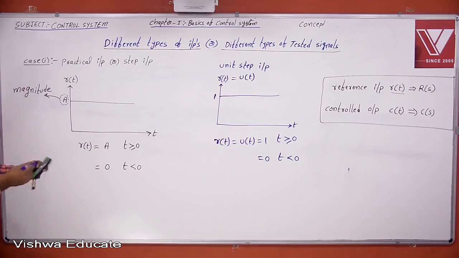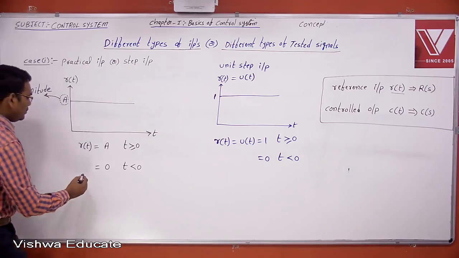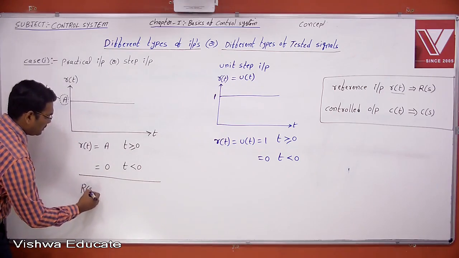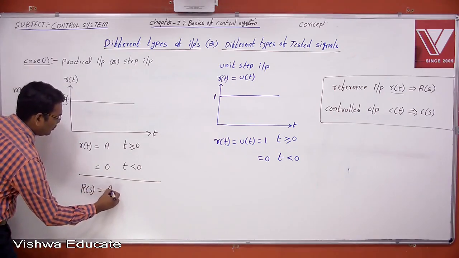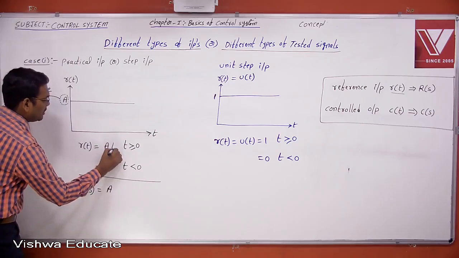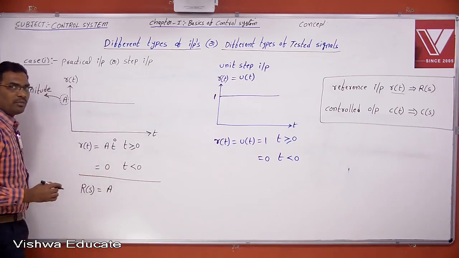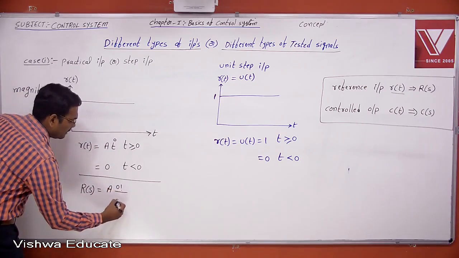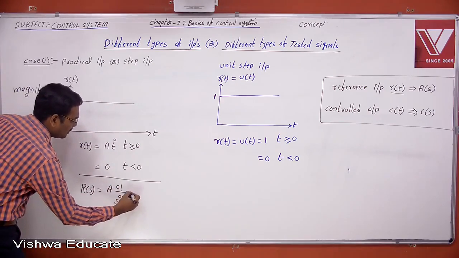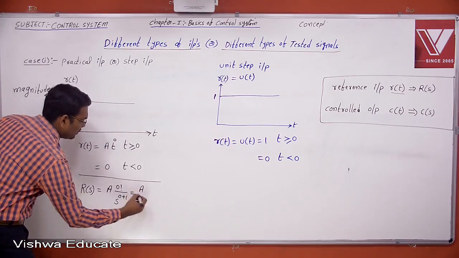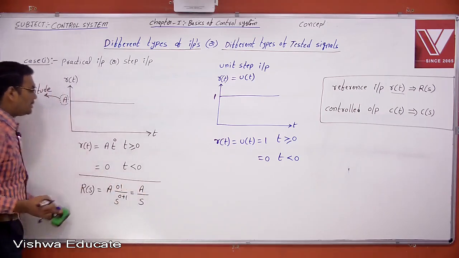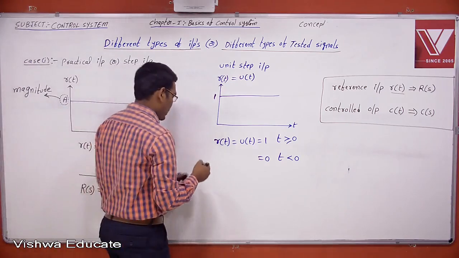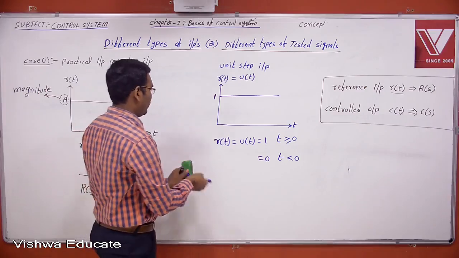Now in the frequency domain, what happens? R of S is equal to A into, let us assume this is t power 0. T power n transforms to n factorial by S power n plus 1, so 0 factorial means 1, which gives A by S. This is the Laplace transformation of step input. Then similarly, what is the Laplace transformation of unit step input? Same.